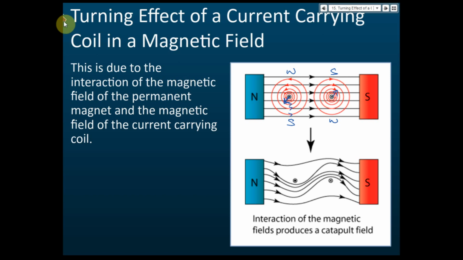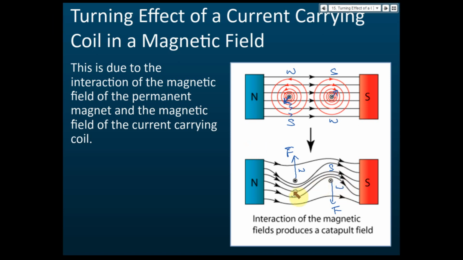As a result, the interaction of these two magnetic fields will produce something like this. From here we can see that this is a stronger field, and this is a stronger field here, and this is a weaker field here, and this is a weaker field here. So this is a catapult field. We also learned that the catapult field will generate a force that moves the conductor from the stronger field to the weaker field, right? So it produces two forces, from the stronger field to the weaker field, from the stronger field to the weaker field.